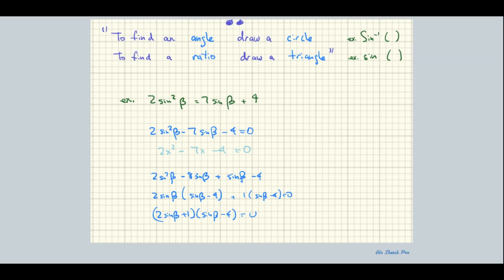Now, in the normal course of events, I'd expect each of these factors to give me 2 solutions. But in this case, only one of these is going to give me solutions. And you'll see that in just a second.